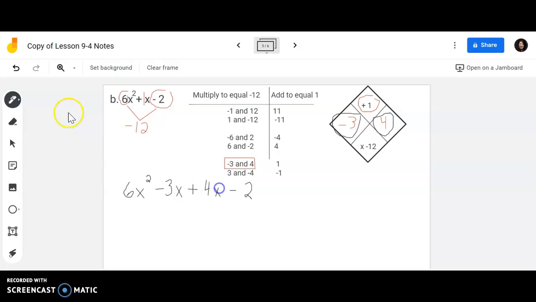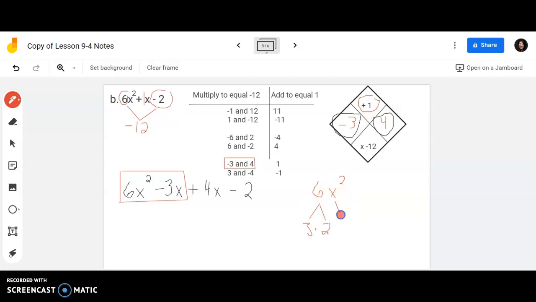So we do the same thing we did last time. We'll break this down into two pieces. We'll do 6x squared and negative 3x squared. So when you're trying to figure out what's the GCF, when you have 6x squared, that can break down to 3 times 2, and then you have 2 x's.